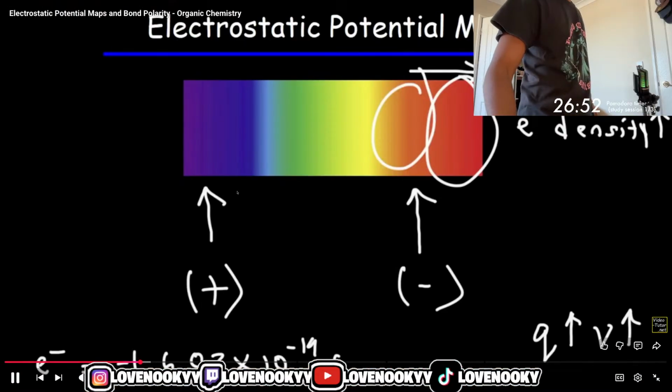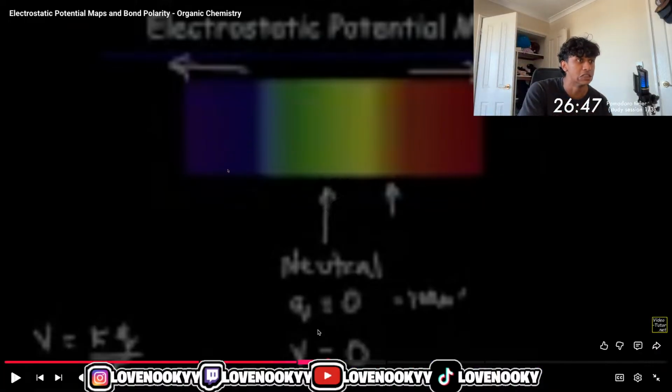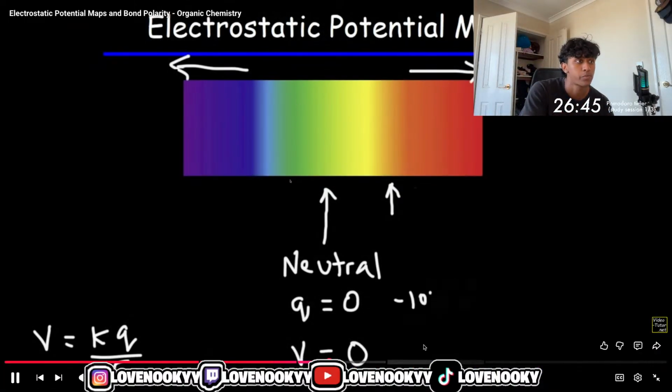In the red region, you have more negative charge. My bad, I was hungry. I'm just going to put a number here. It might be negative 100 microcoulombs.